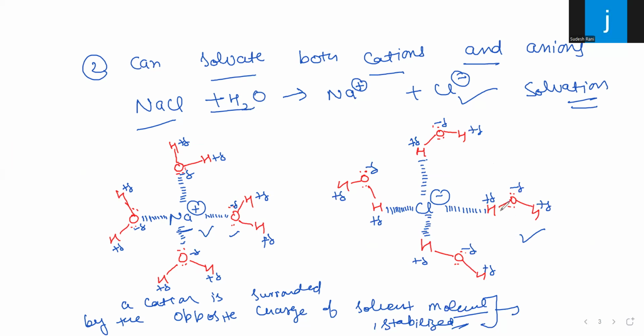But which atom is interacting with the chloride ion? Only the hydrogen atom. So what kind of bond is formed here? A hydrogen bond is formed. But in the case of the sodium cation, where the central atom is Na positive, the sodium cation is stabilized by dipole interaction.